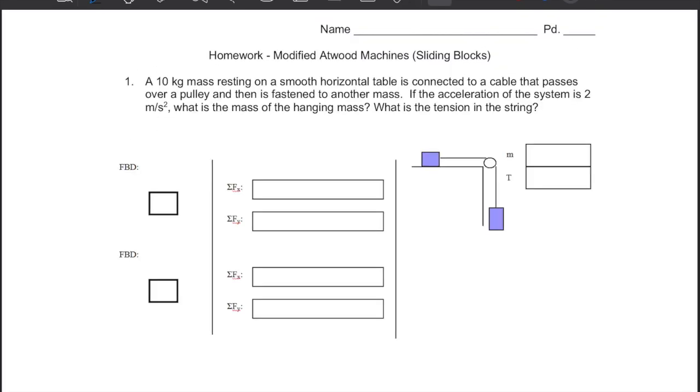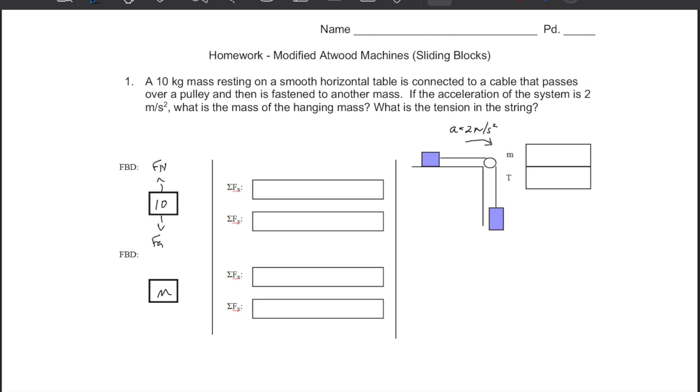All right, now we're looking at modified Atwood machines. And Atwood machines just basically have a mass sitting on a tabletop with a mass hanging off the side. They'll get more complicated as we go along, but let's just look at what we have, see what we can put together. We're going to summarize the picture by doing free body diagrams. We're always doing free body diagrams for forces, and they also have spaces for us to do our net force equations, so we're going to fill those in. I'm going to go ahead and put the acceleration of 2 meters per second squared in the diagram, just showing, hey, it is going to the right and going down.